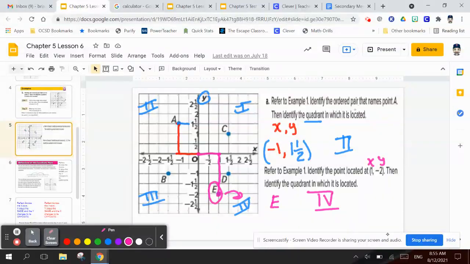So when you find your letter, draw your points to the x-axis and over to the y-axis. When you're finding an address, start at 0, go to that first number left or right, and then draw a line up or down to the second number.